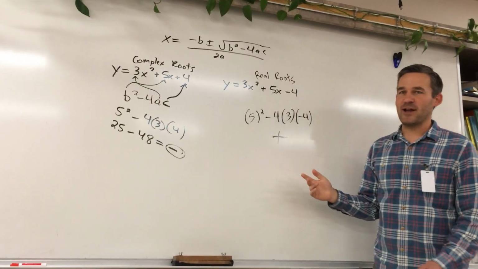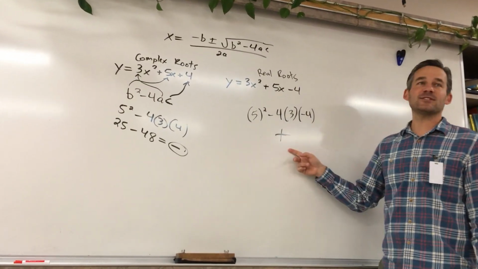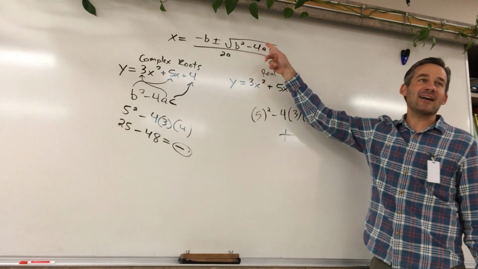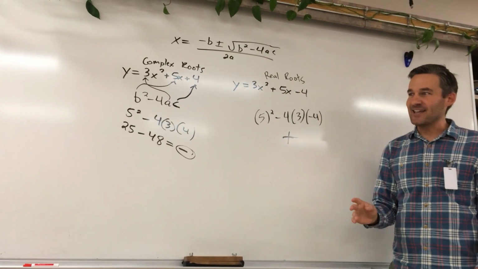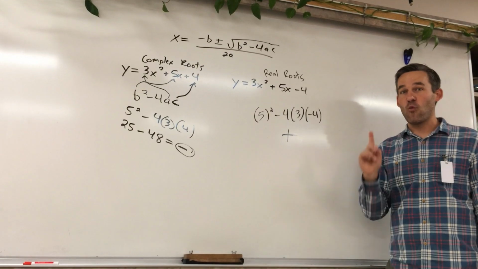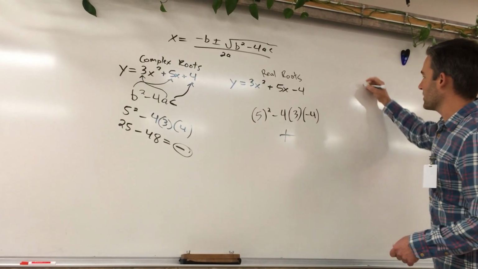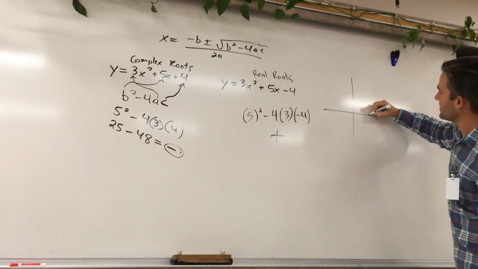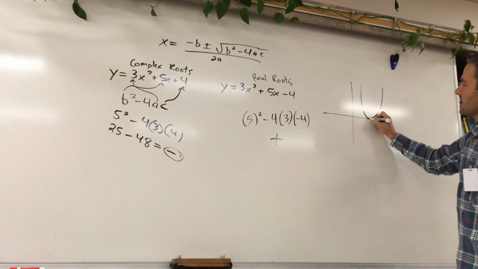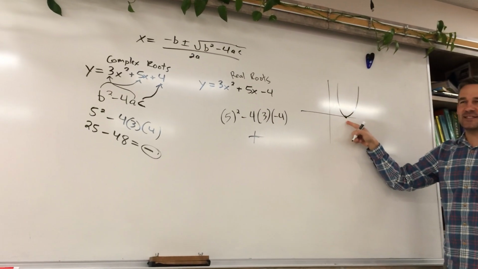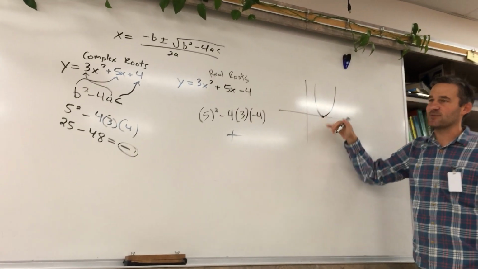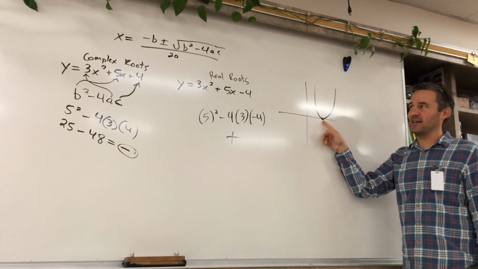Now there's one more situation. What if it's not negative and what if it's not positive? What if it's exactly 0? If it's exactly 0, it means it has one real root. It will look like this in a quadratic situation. If it has one root, if it intersects the x-axis at exactly one spot, it means the discriminant is 0.